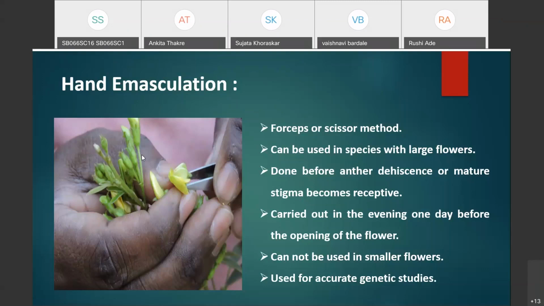Usually the plant breeder observes that the stigma receptivity is at its peak in the morning hours when the flowers open. Okay, the stigma receptivity is at its peak in the morning when the flower opens.